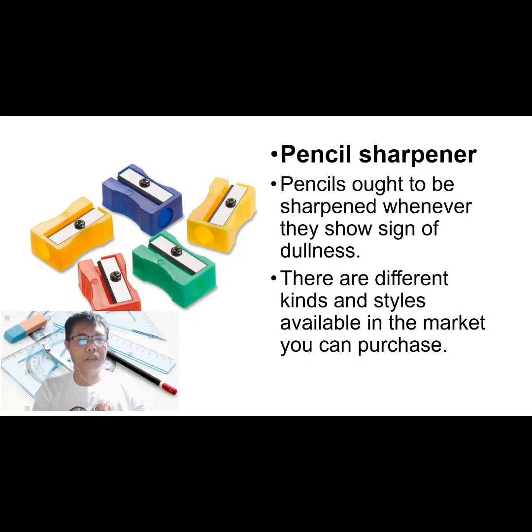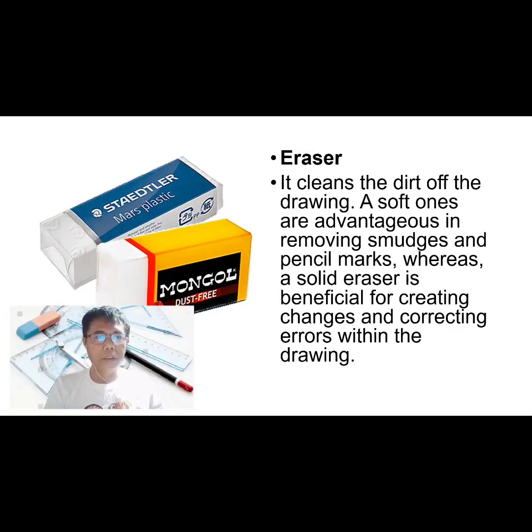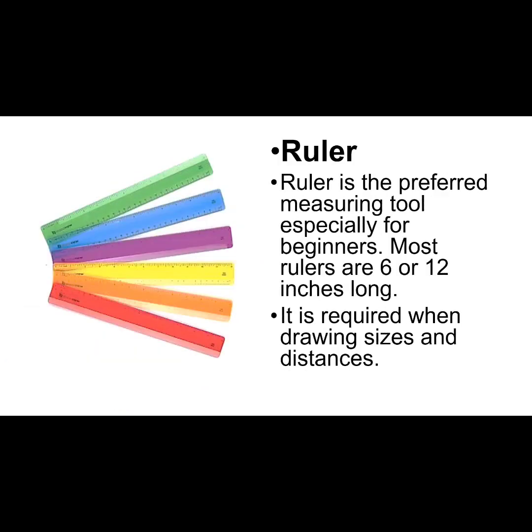Pencil sharpener. Pencils ought to be sharpened whenever they show sign of dullness. There are different kinds and styles available in the market you can purchase. What you see is only a simple type of pencil sharpener. Eraser. It cleans the dirt off the drawing. The soft ones are advantageous in removing smudges and pencil marks, whereas a solid eraser is beneficial for creating changes and correcting errors within the drawing.